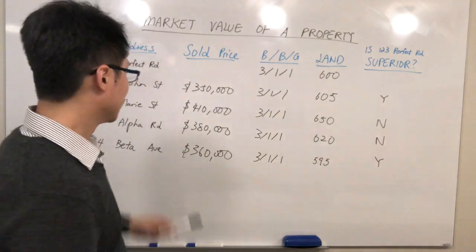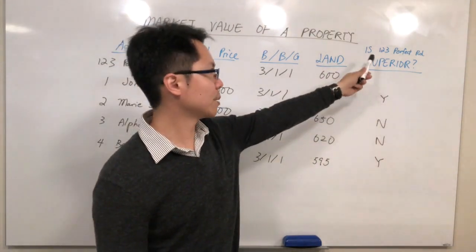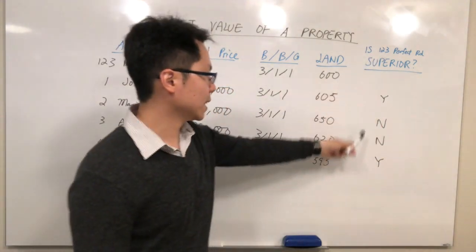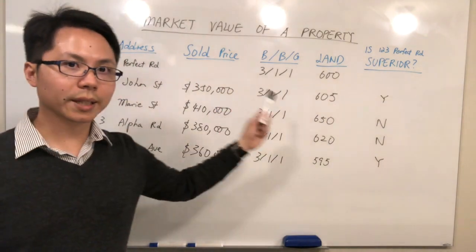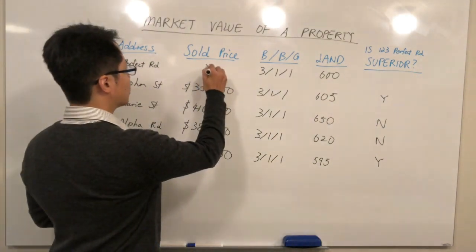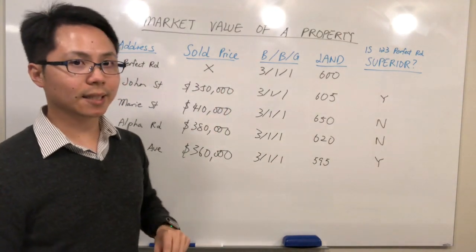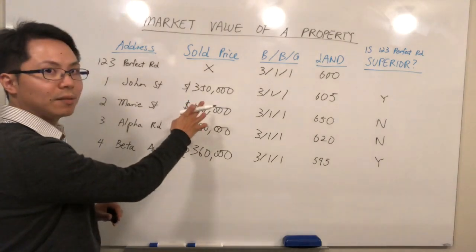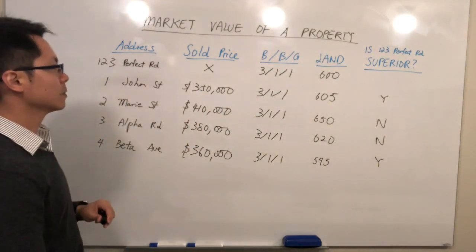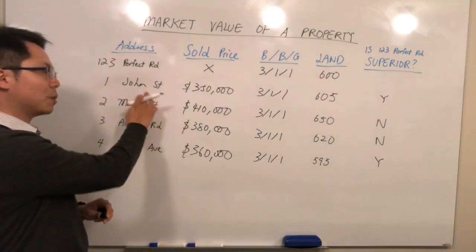Okay, fair enough. So you go through that process, and then you determine whether the subject property is superior or not superior. And then you'll be arriving at where we are at the moment. So the exercise here, in terms of what we want to do next, is we want to derive the price. That's just called X in this case, okay? And then, for example, when we look at number 1 John Street, okay, 1 to 3 Perfect Row is superior to 1 John Street.